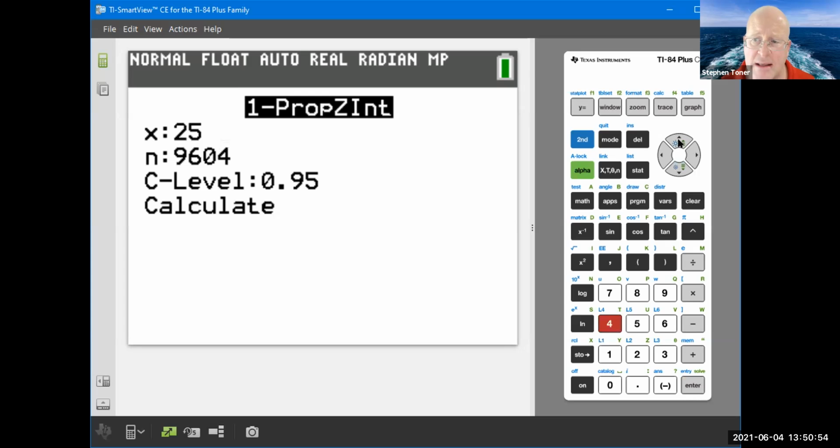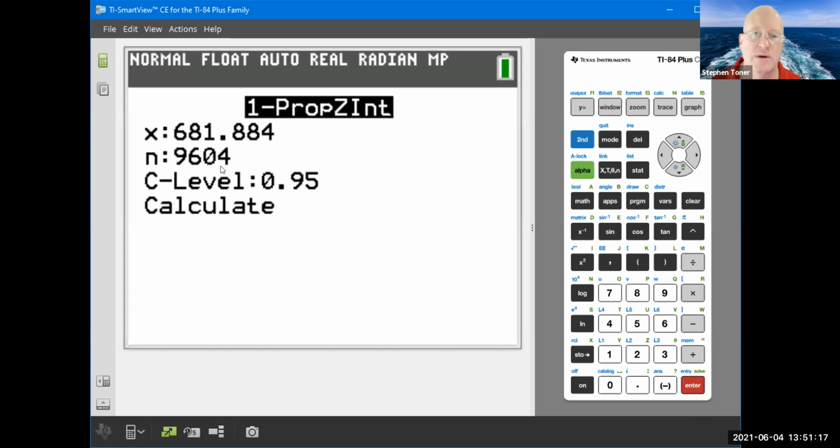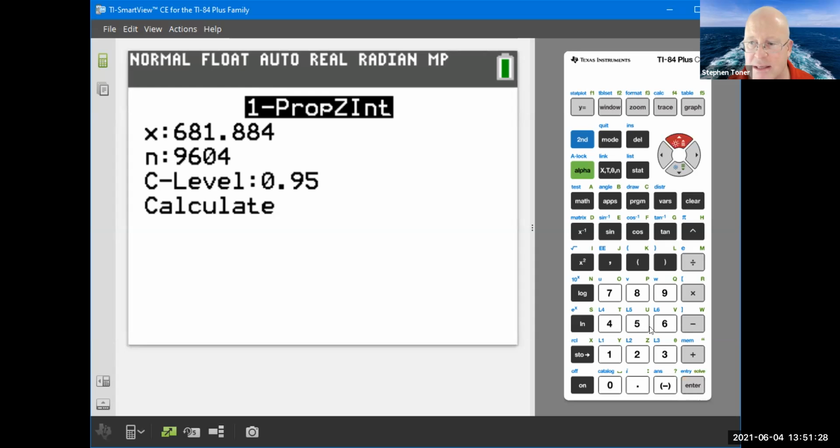9,604. And they didn't give us x, but they did tell us 0.071. That's 7.1% of the 9,604. So I'm going to have to now multiply that by 9,604 like that. Now, when I do that and hit enter, it turns it into a number, but oopsie, that's not what I want because x can't be a decimal. But the closest whole number next to that, if I move up, is going to be 682. So I'm going to change that to 682 at that point.